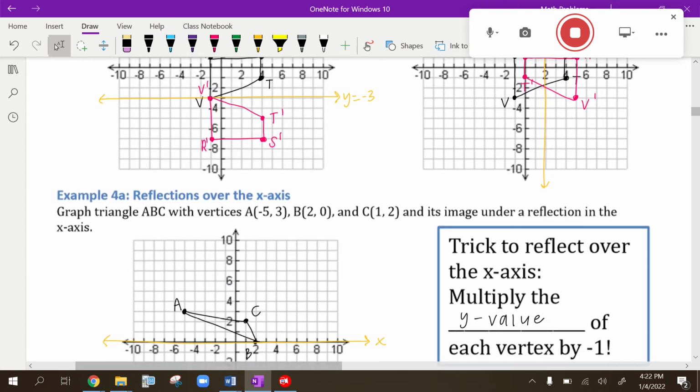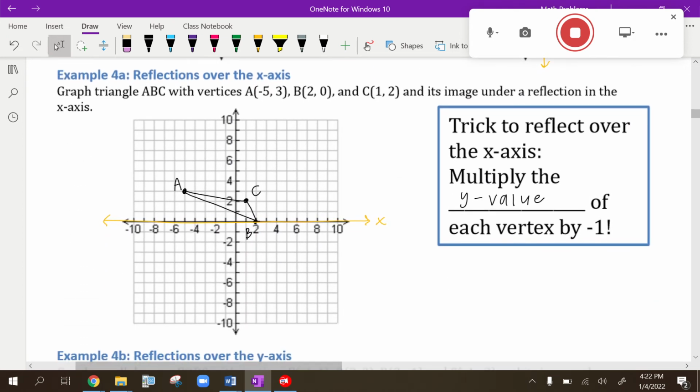Alright, let's do another one where we reflect over the x-axis now. So if we are reflecting over the x-axis, we know that we can highlight it just the same as any horizontal line. So it works the same. Let's start with point A. Point A is 3 units above the line. So I'll go 3 units below the line to find the image of A.